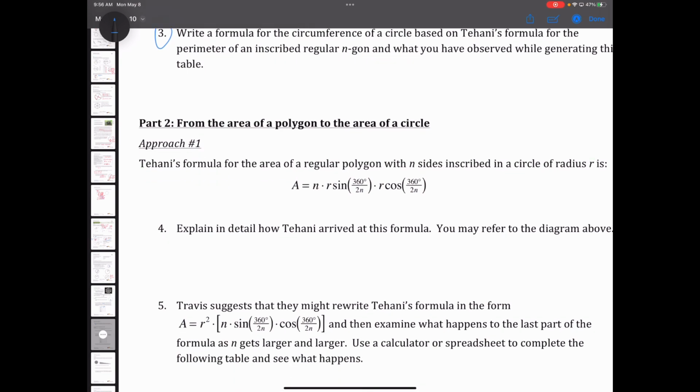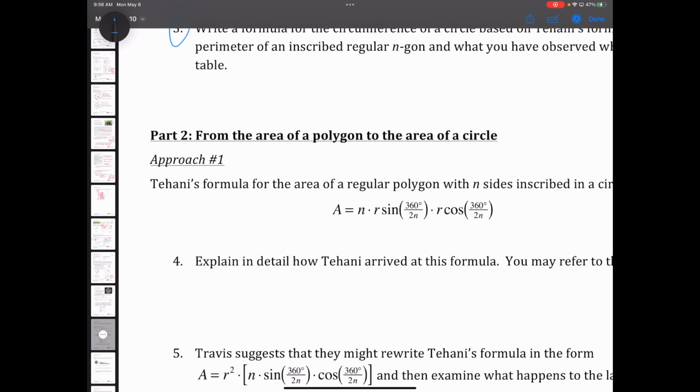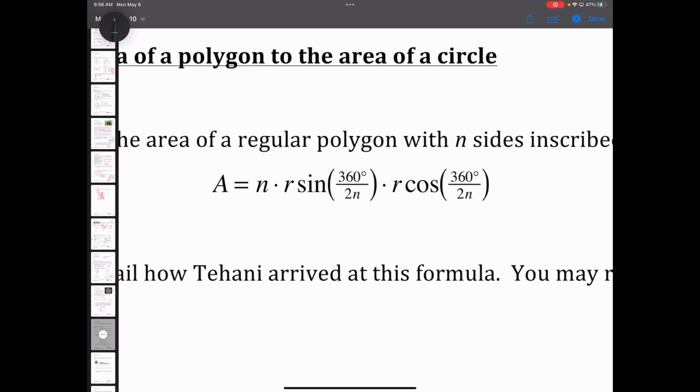And the second one, Tehani is talking about the area of the polygon, right? Can you see how her formula is different than ours was? How is it different? Wait, hers is the same as ours. There's an extra step. You're using both sine and cosine.